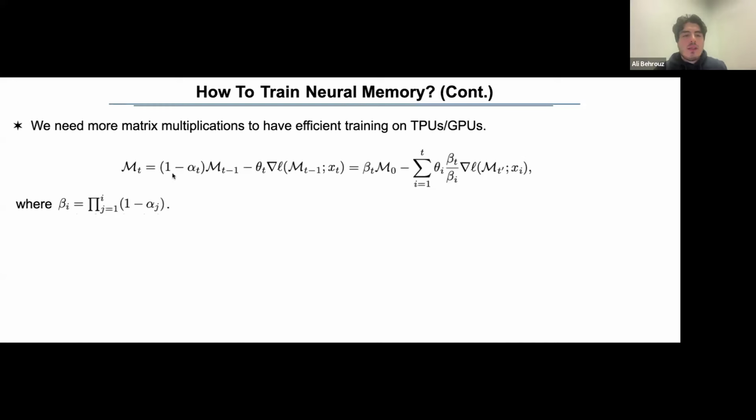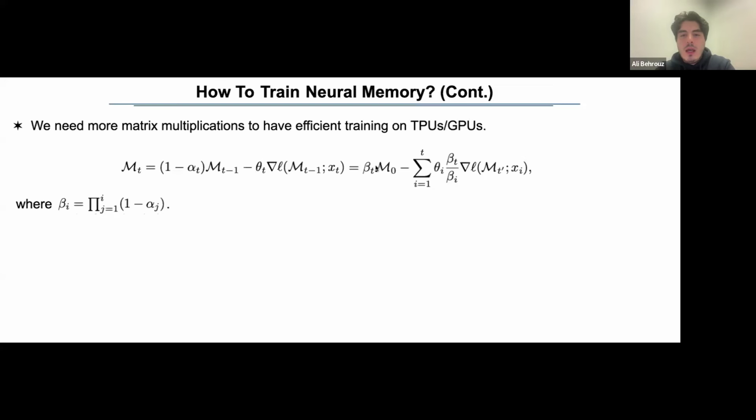You know, MT can be calculated as 1 minus alpha t times MT minus 1. And this MT minus 1 can also be written as 1 minus alpha t minus 1 times MT minus 2, and so on and so forth. So basically, we can just expand this recurrent formula.